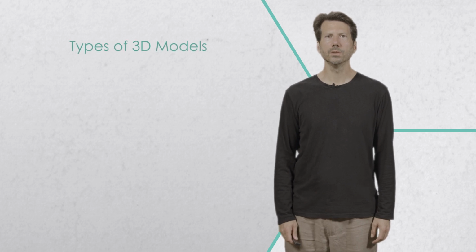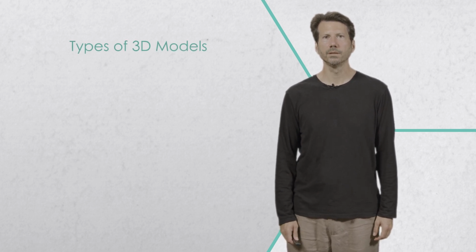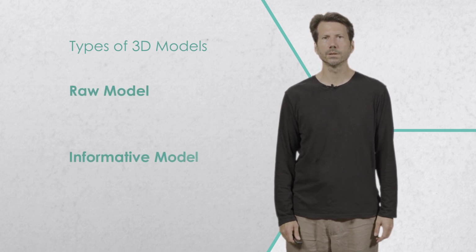In the virtual reconstruction field, there are different types of 3D models that can be classified in various ways. In the context of the COVER project, we differentiate between the two principal categories, raw models and informative models, as well as other potential subcategories.